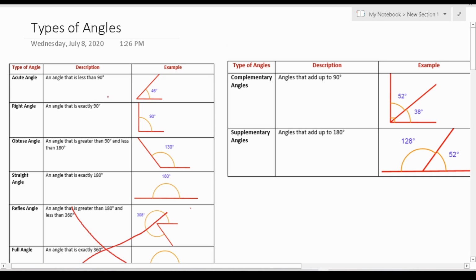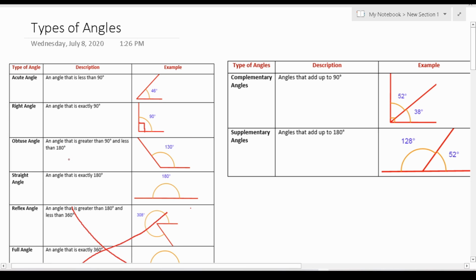As you can see, the first definition is for an acute angle, and an acute angle is one that is less than 90 degrees. If you take a look at this example, you can see you have a 46-degree angle, which is in fact less than 90 degrees. Then we have a right angle, which is an angle that is exactly 90 degrees, and more often than not, that's denoted with a symbol that looks like this. Looks like a square almost.